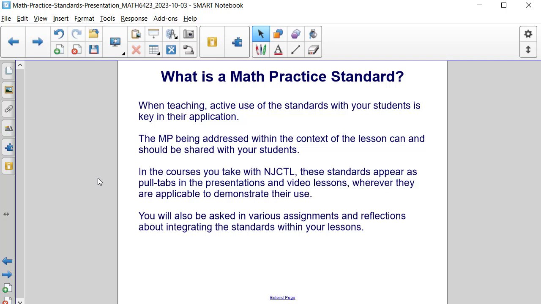In the courses you take with NJCTL, these standards appear as pull tabs in the presentations and video lessons wherever they are applicable to demonstrate their use. You will also be asked in various assignments and reflections about integrating the standards within your lessons.